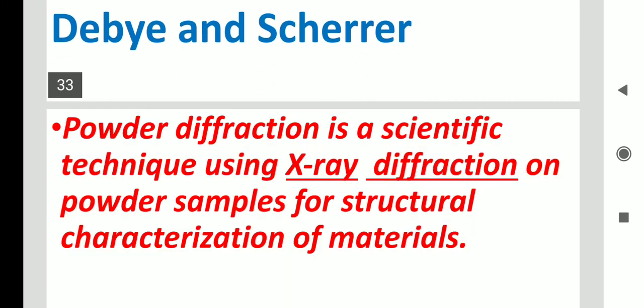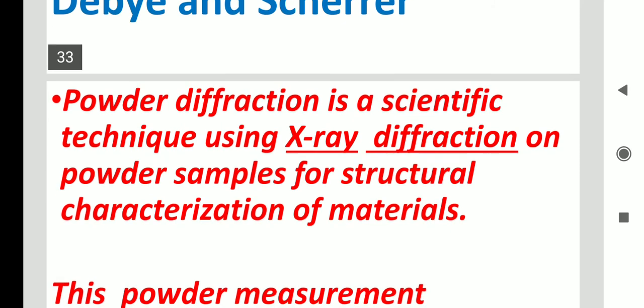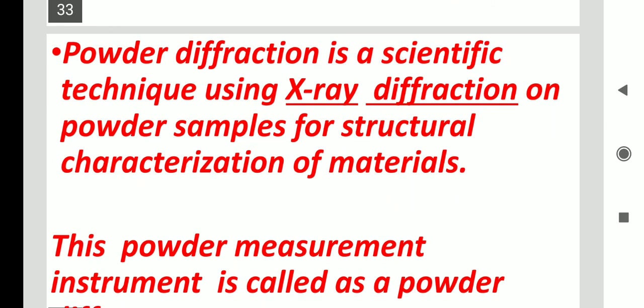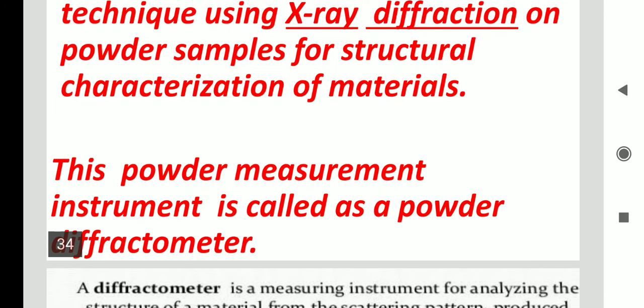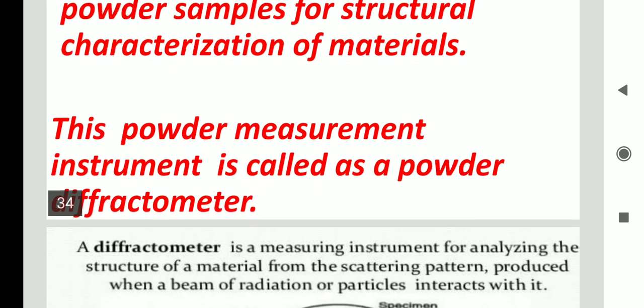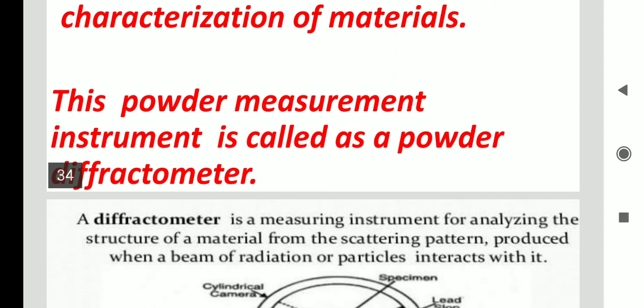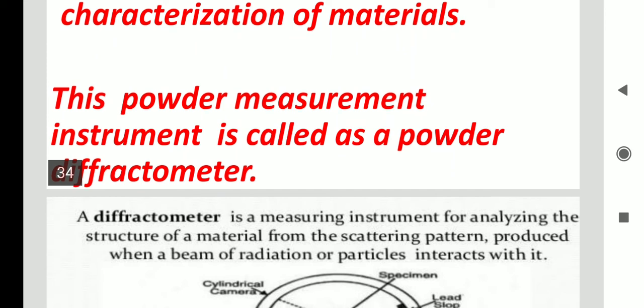So powder diffraction is a scientific technique using X-ray diffraction on powder samples for the structural characterization of material. For what purpose? To diffract the powder materials. The powder measurement instrument is called a powder diffractometer.